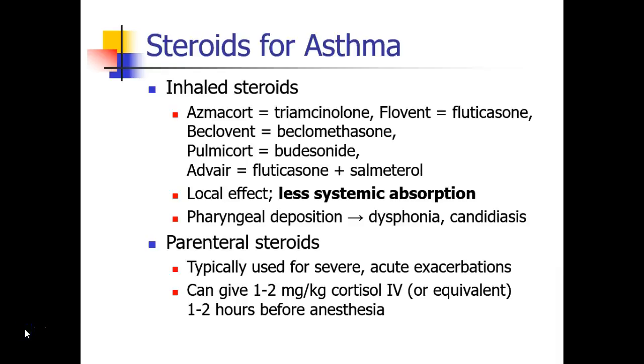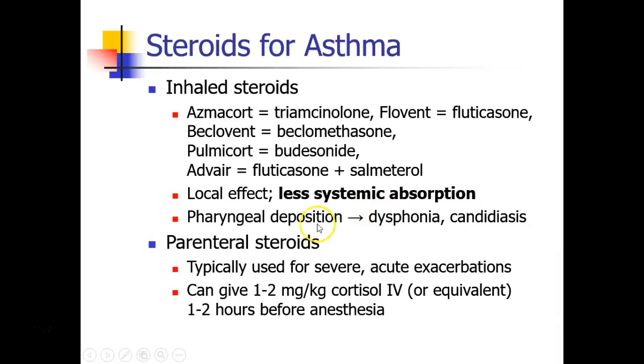Which patients get steroids? Patients who have asthma or COPD are often given steroids in various forms. Inhaled steroids are very common because they do have less systemic effects. These include things like Azmacort, Flovent, Beclovent, Pulmicort, Advair. As I said, they have a local effect in the lungs and less systemic absorption. They can be deposited in the pharynx and lead to dysphonia or even fungal overgrowth like candidiasis.